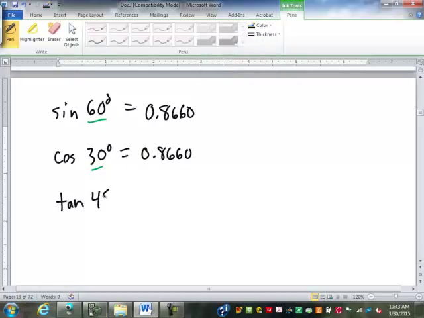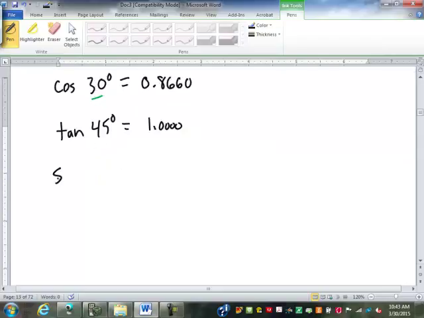Find the tangent of 45 degrees. Just one. You got it. So those are pretty simple. They're buttons right on your calculator. You just have to type them in.